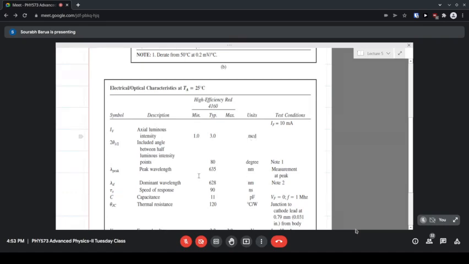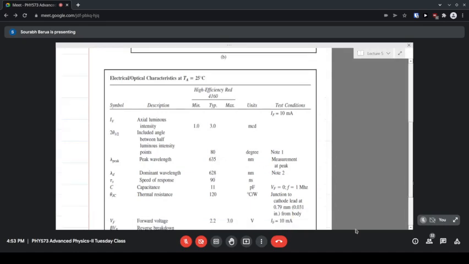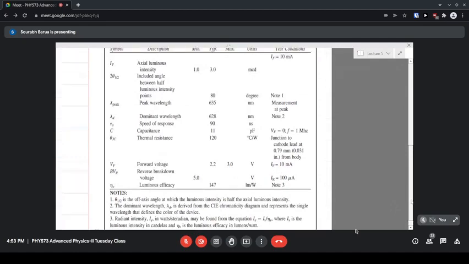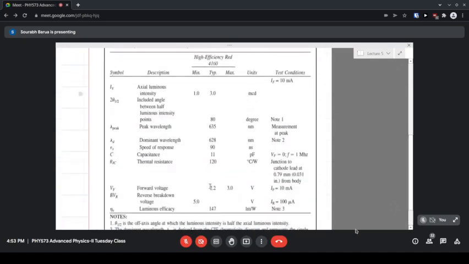And the peak wavelength, as you can see, this is a red LED, so it is around 635 nanometers. The dominant wavelength is also about that. Forward voltage, which we were just wondering about, is 2.2 volts. So that is the knee voltage of this diode.